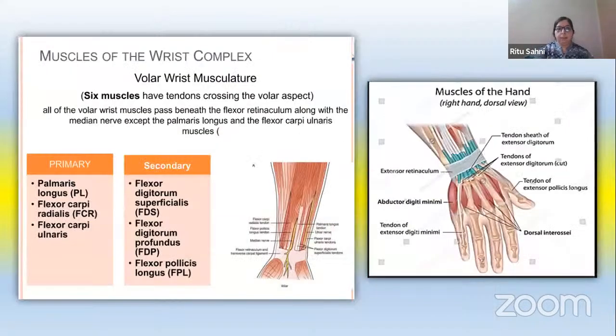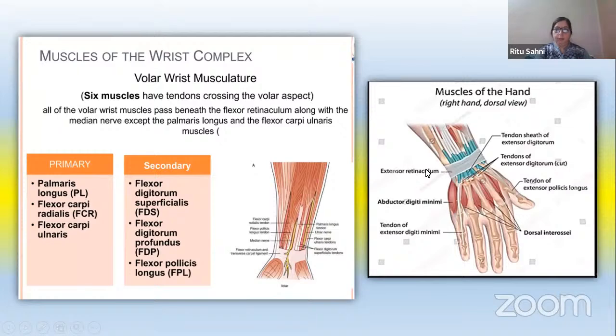And these are the muscles of the wrist complex. The muscles have tendons which are crossing the volar aspect. The primary muscles are palmaris longus, flexor carpi radialis, ulnaris, and the secondaries are the flexor digitorum profundus and the flexor pollicis longus. So these are the muscles in the flexor group, which enter with the volar wrist muscles. With their tendons, they are entering the palm.